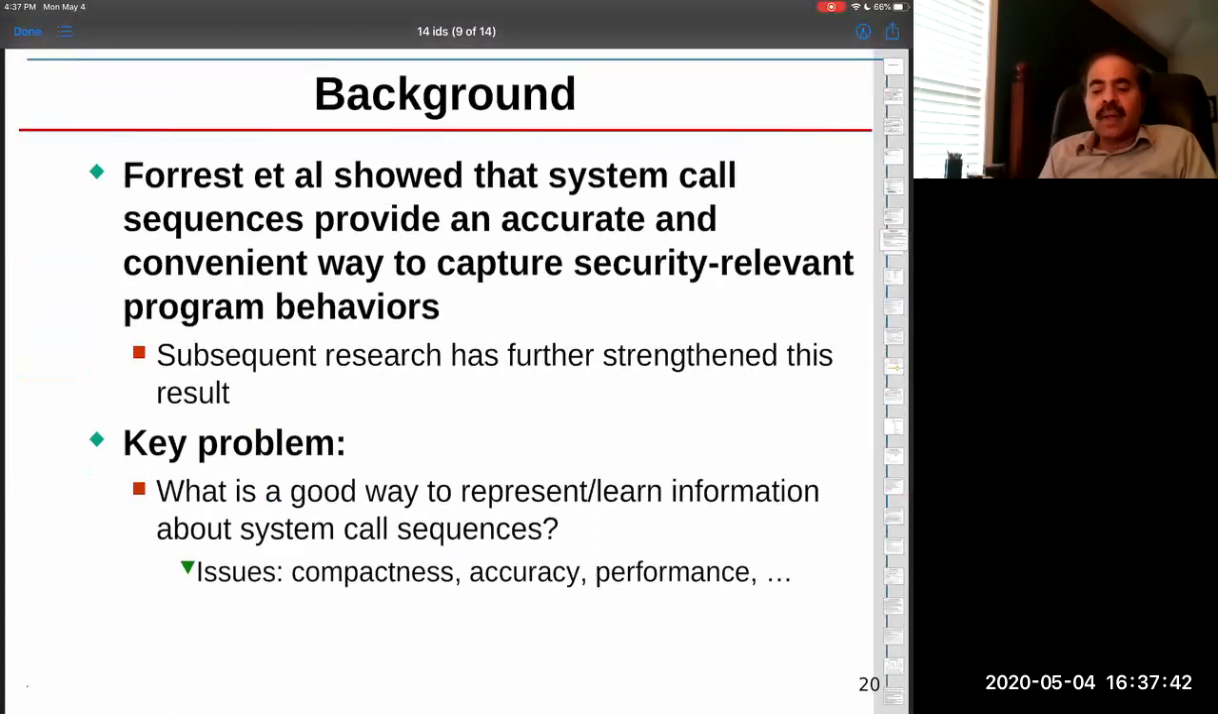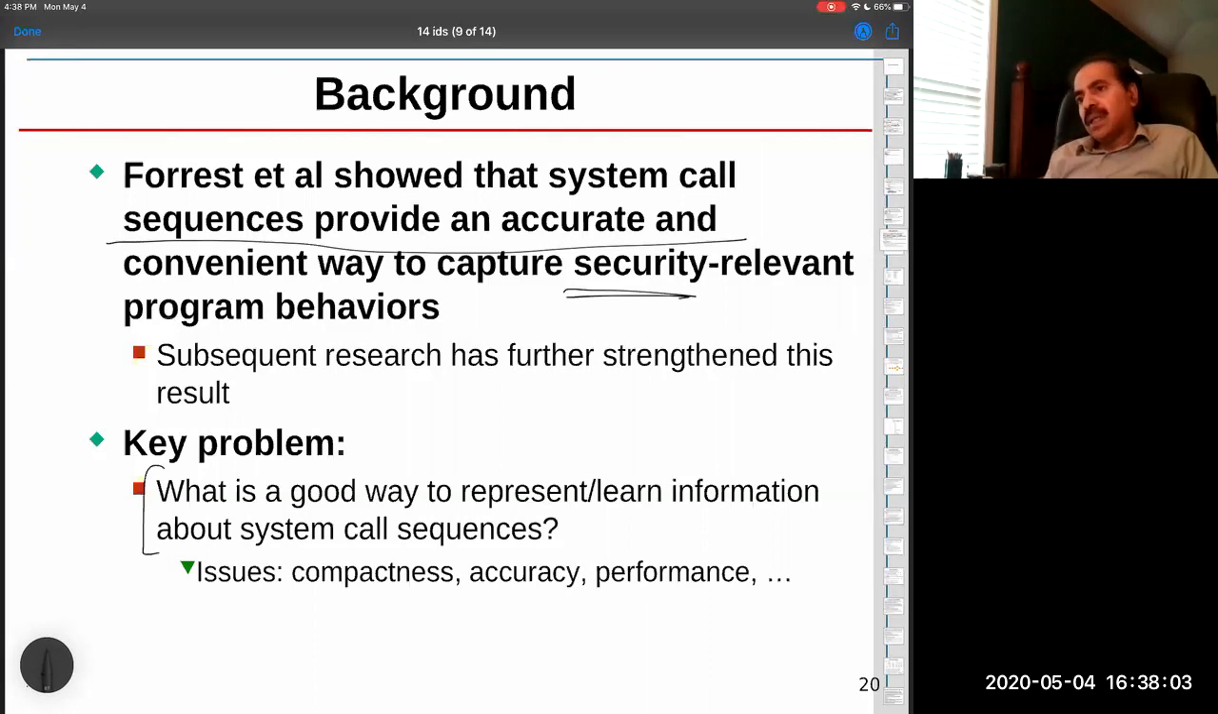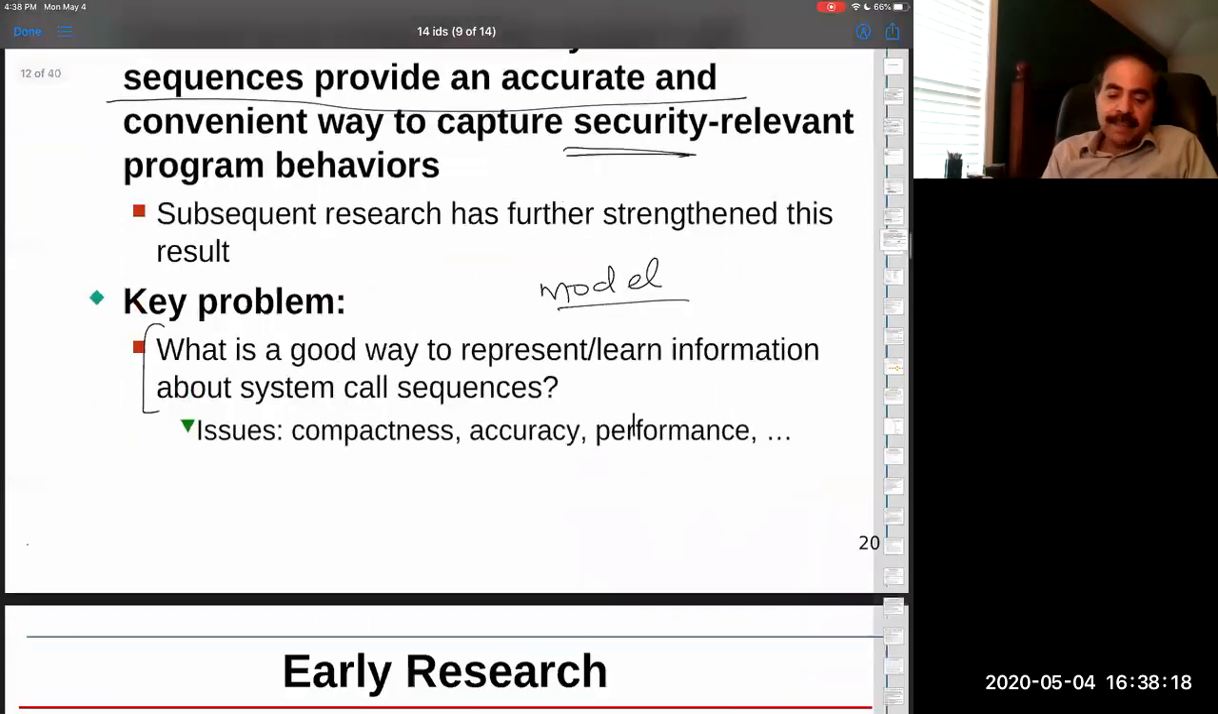It's well known by now that looking at system calls and sequences of system calls provides a good way to characterize application behaviors, as they relate to security. Now, if you want to learn, what is a good way to represent this information? In machine learning terminology, this is called a model. So what kind of model are you trying to construct, and what is the algorithm that you use for constructing this model?